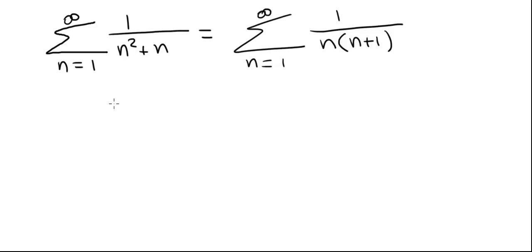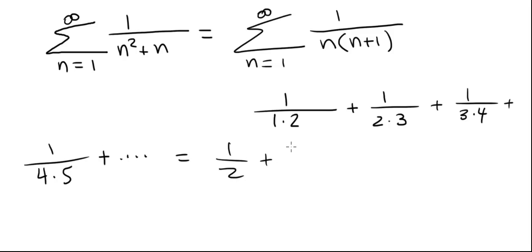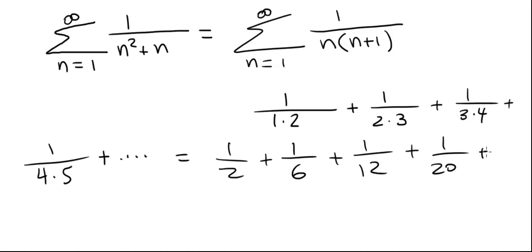When n equals 1, this is 1 divided by 1 times 2, plus 1 divided by 2 times 3, plus 1 divided by 3 times 4, plus 1 divided by 4 times 5, and so on. And this is 1/2 plus 1/6 plus 1/12 plus 1/20 and so on. So clearly this is not a geometric series.